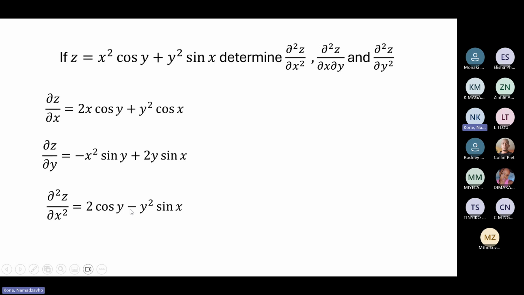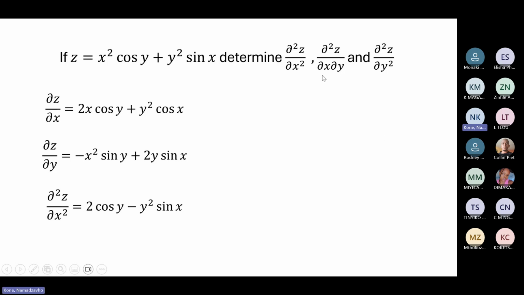That is where you get this negative from. y squared remains y squared, and cos changes to sine of x. So this is the second order derivative, the first one that we were asked here. Then we come to the second one, which is this one.